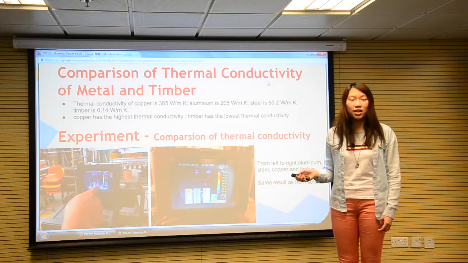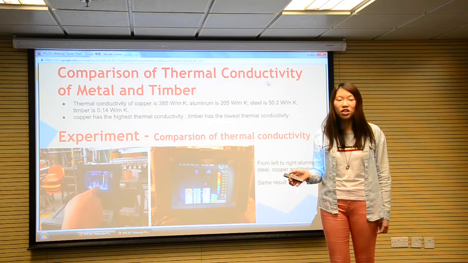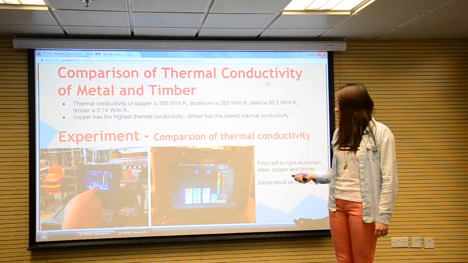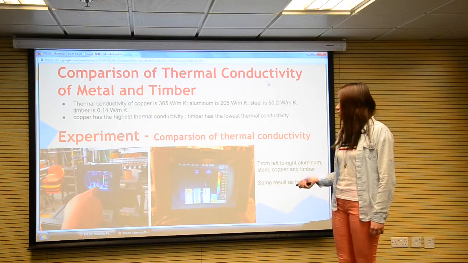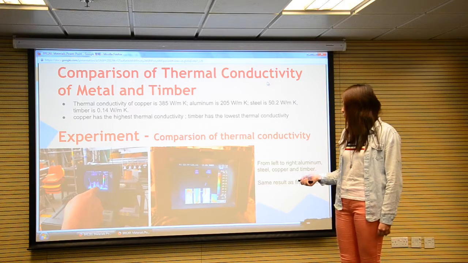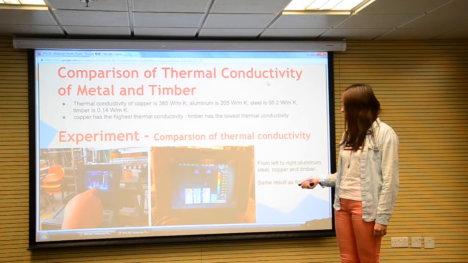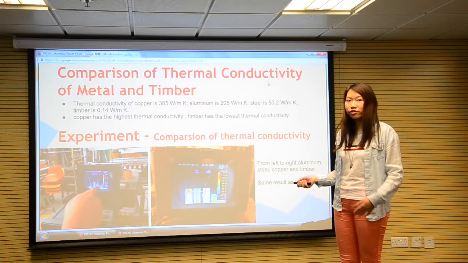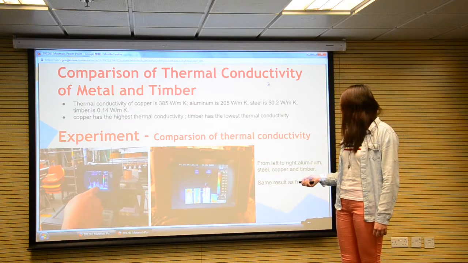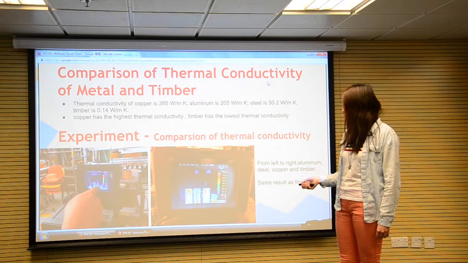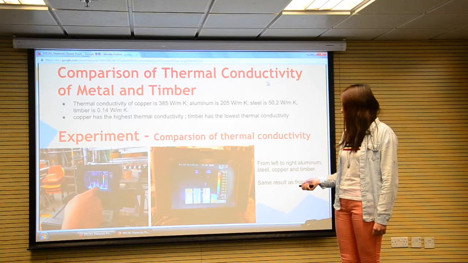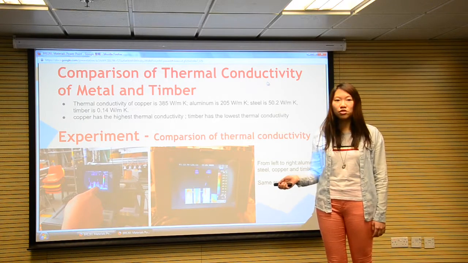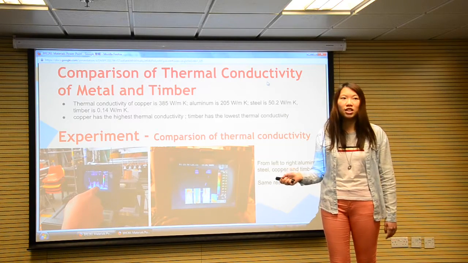And we also conducted an experiment at the Hong Kong Polytechnic University to show the comparison of the thermal conductivity of the few building materials. And here's the setup of our experiment, and this is the result of our experiment. From left to right, this is aluminium, steel, copper, and then timber. And you can see that the rate of heat transfer is the fastest for copper. This is copper, and the heat conduction is the lowest for timber. And this experiment shows the same result as the data we collected.